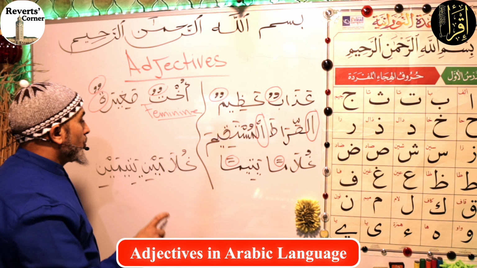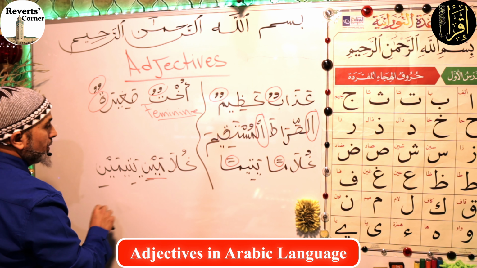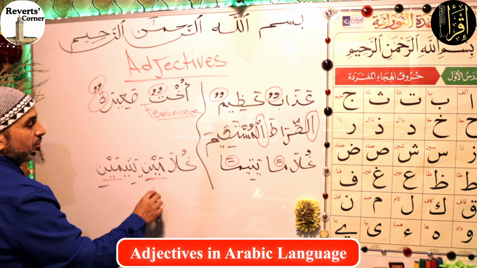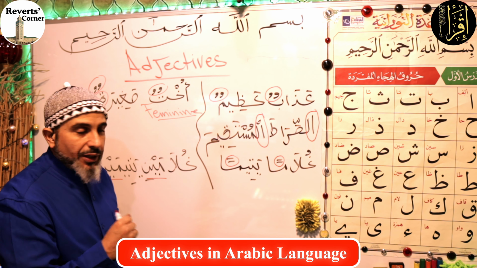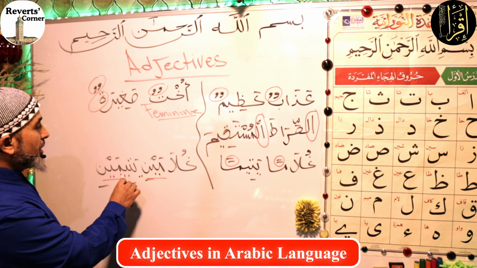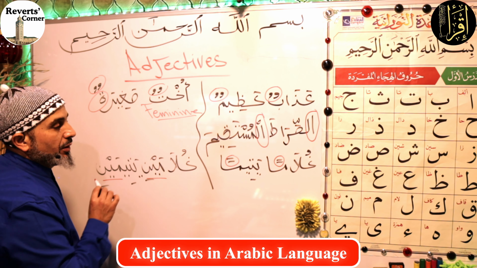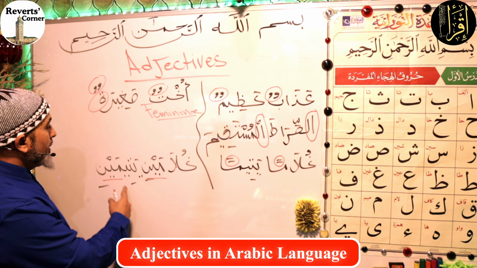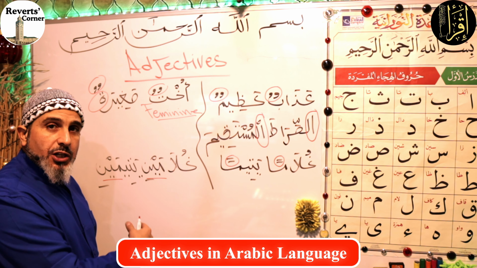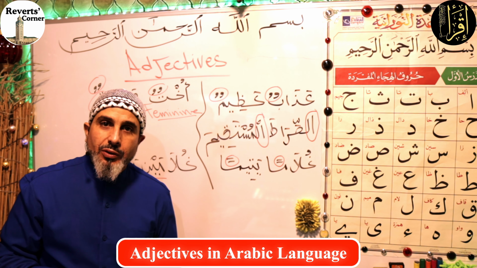غلامين يتيمين. See? They are dual, because the one that is being described is the ghulamain, two orphan boys, then the adjective also is dual.